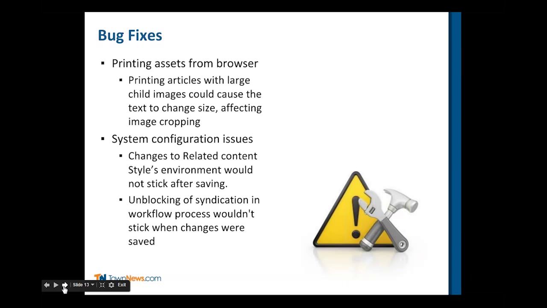If you had made a related content type and you wanted to change that from, say, a web only or a print only to both or any other kind of combination like that, pretty much once the related content type was created, you could no longer change its environment. That's been fixed, and you can swap these things back and forth.